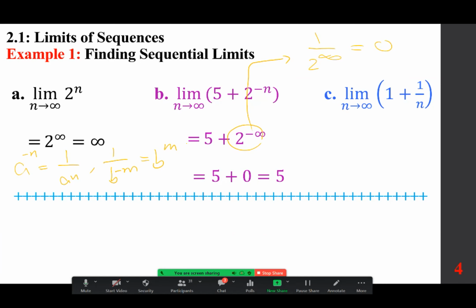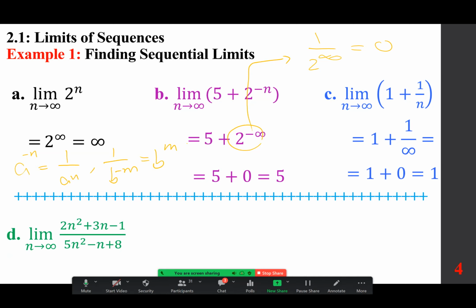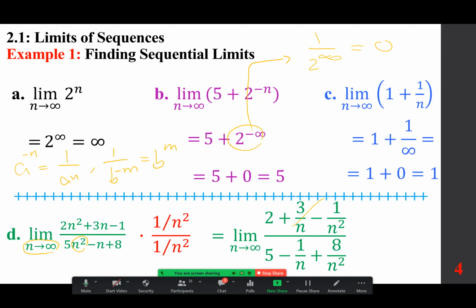The next one, 1 plus 1 over infinity, which is 0, makes it 1. In this case, we are dealing with a rational expression where n or x or t is approaching infinity. You have to divide by the highest degree term in the denominator, namely n squared. As you can see, everything goes to 0 except 2 over 5. So the technique is to divide by the highest degree term in the denominator.